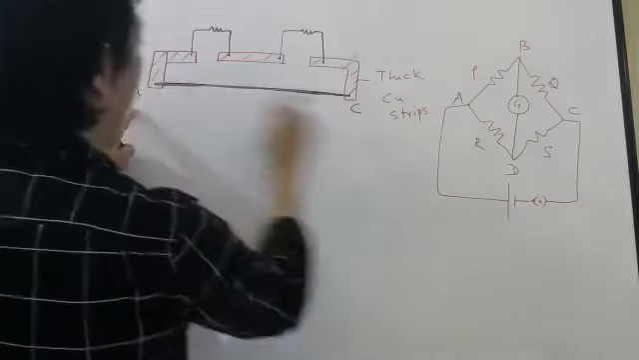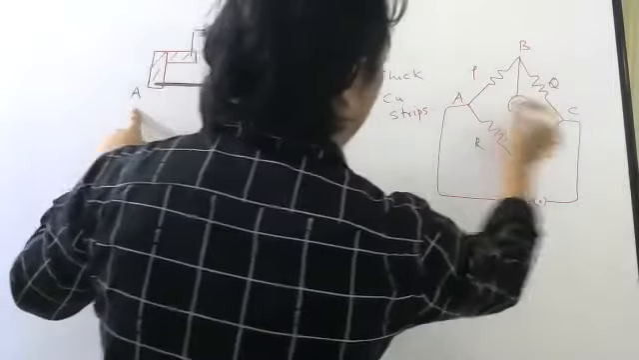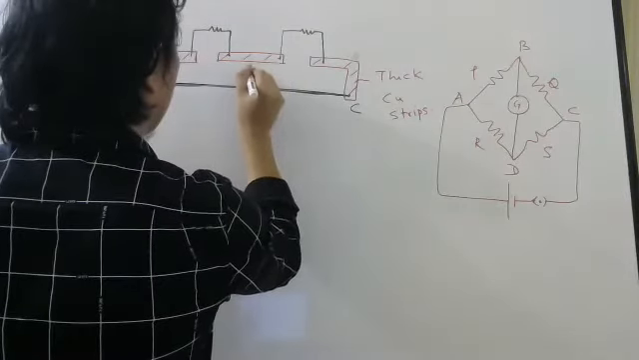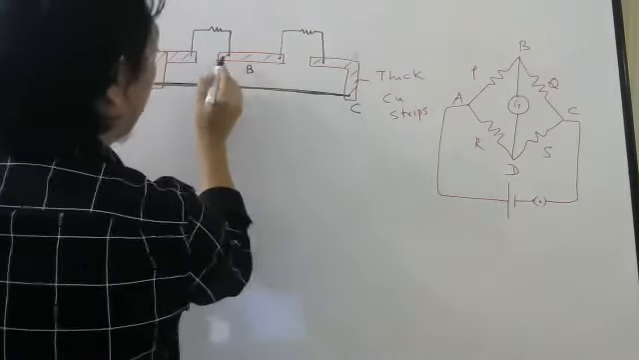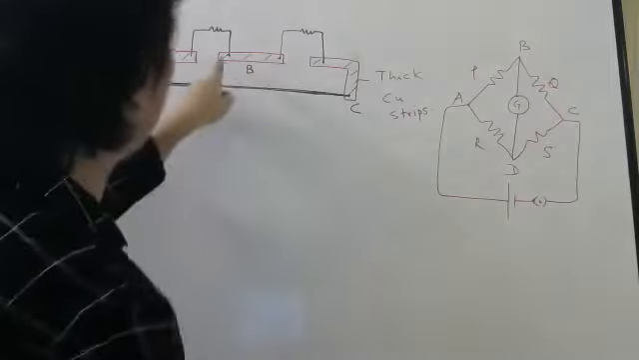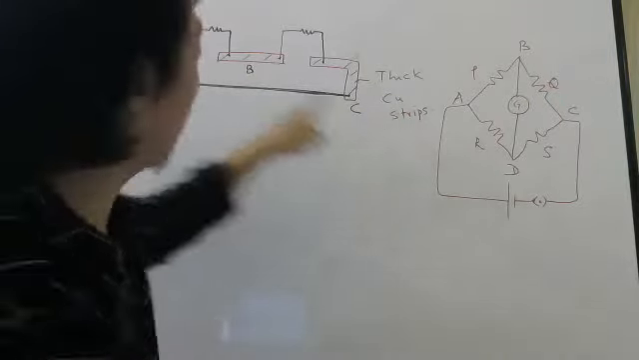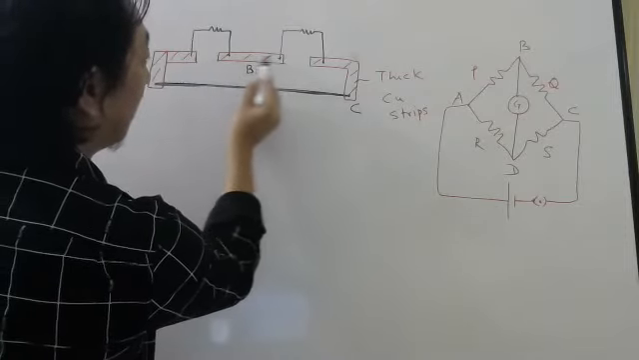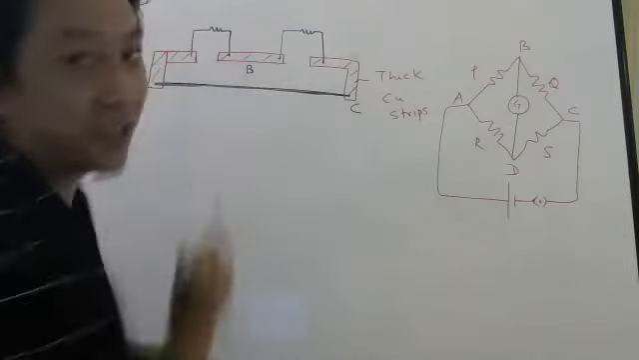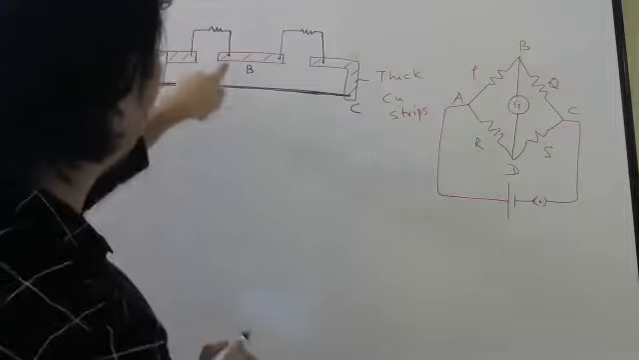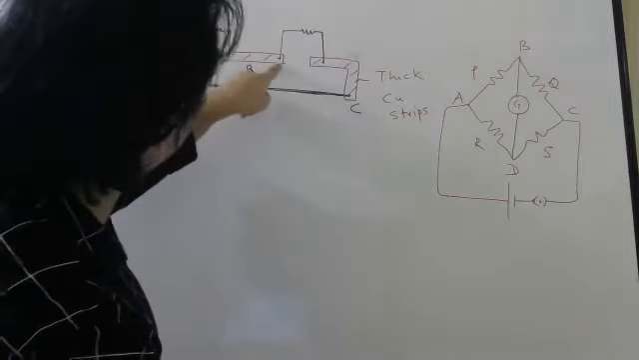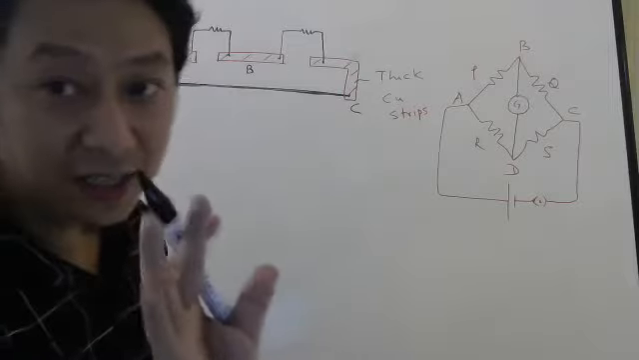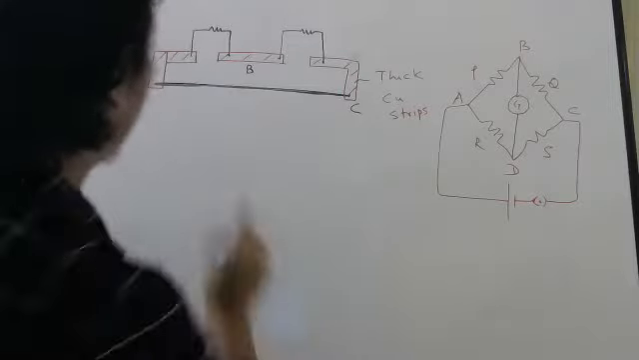So these 2 points are like your A and C. This point is like your B. So any point here is your B because it is a copper strip, so you can neglect the resistance. Every point will be same potential because no resistance. So this point is B, or you can say this point is B. Now please don't write anything till now.